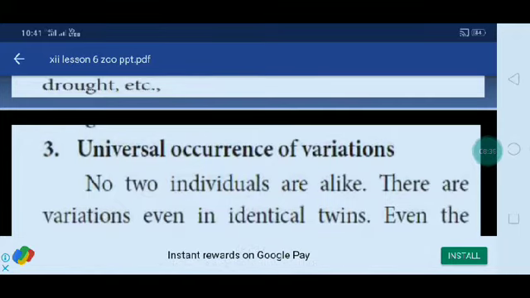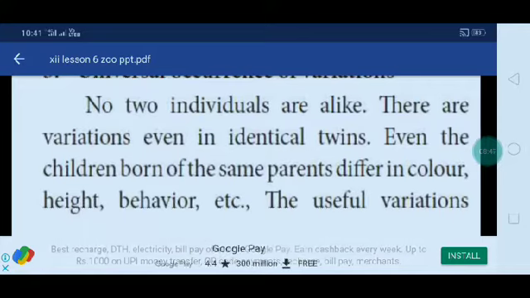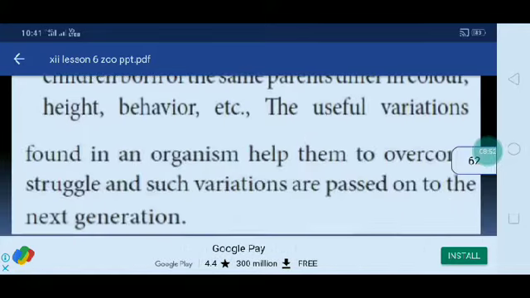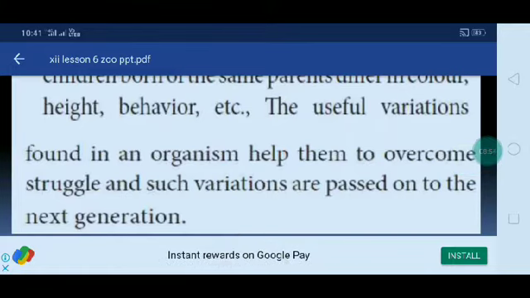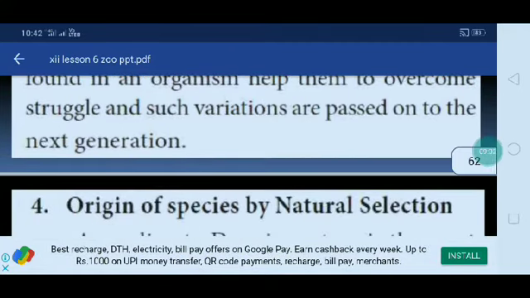And universal occurrence of variation. What is the universal occurrence of variations? No two individuals are alike. There are variations even in identical twins. Even children born of the same parents differ in color, height, behavior, etc. The useful variations found in organisms help them to overcome struggle, and such variations are passed on to the next generation.